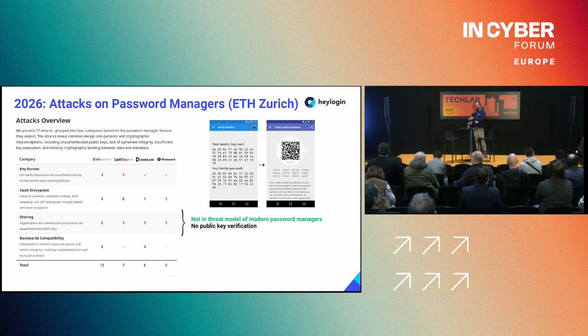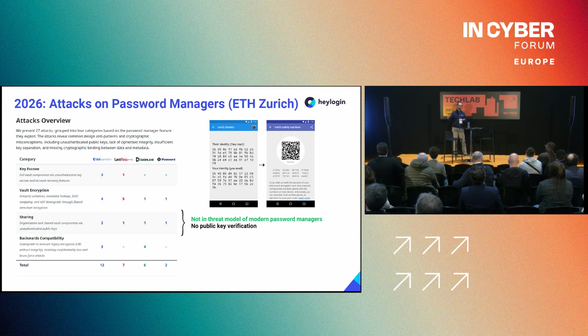To do public key verification, either we would need to load a lot of usability and interaction onto the user, which we don't like to do, or we need to introduce something like key transparency stuff. And that's really difficult to do. So that's why I would say, as far as I know, there is no modern password manager doing public key verification. So an active malicious server could replace public keys with different public keys.